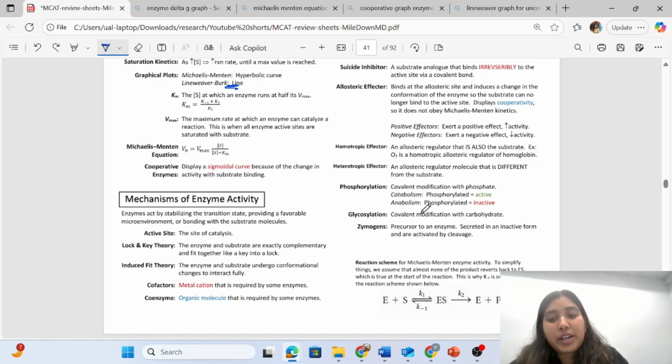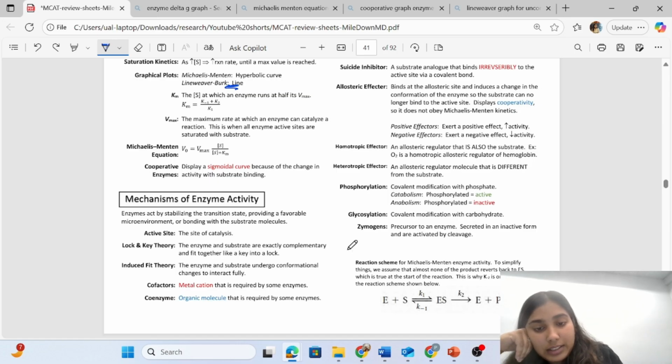Zymogens are just a precursor to an enzyme. If you have heard about trypsinogen, pepsinogen, it's the inactive form of that enzyme. If something attaches to it, like a cofactor, coenzyme, or something happens to it, then it becomes active. For example, pepsinogen, when it comes to a lower pH in our stomach, becomes pepsin and then works on our food to digest proteins. Okay.